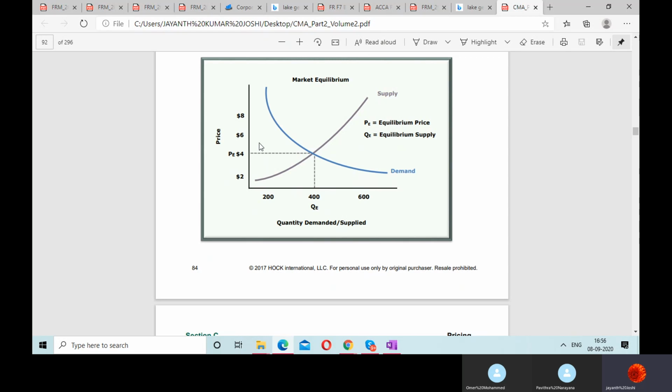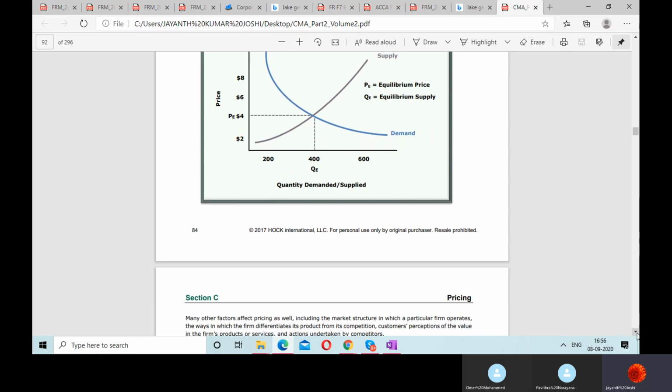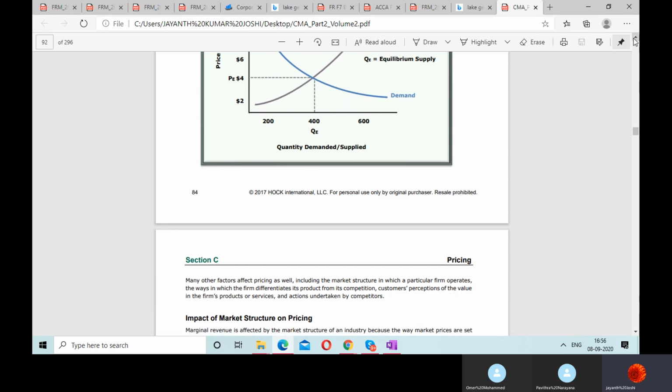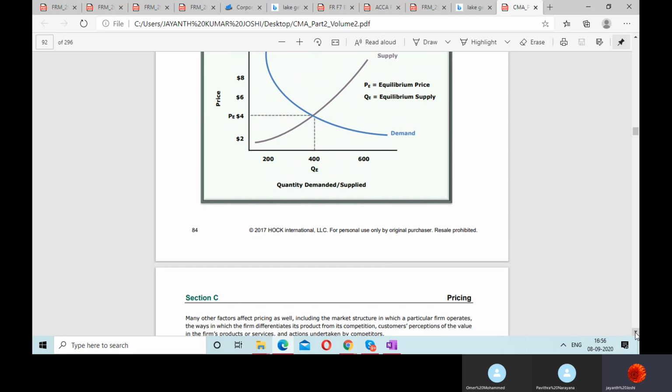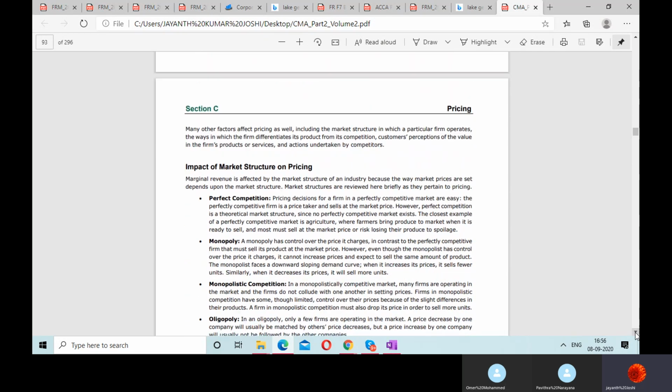For $2, 600. And when the demand curve and supply curve meet, that point is the equilibrium point. That means at a price of $4, the demand is 400 and the supply is 400. That means it is equilibrium. At that price, the supply and demand are equal.